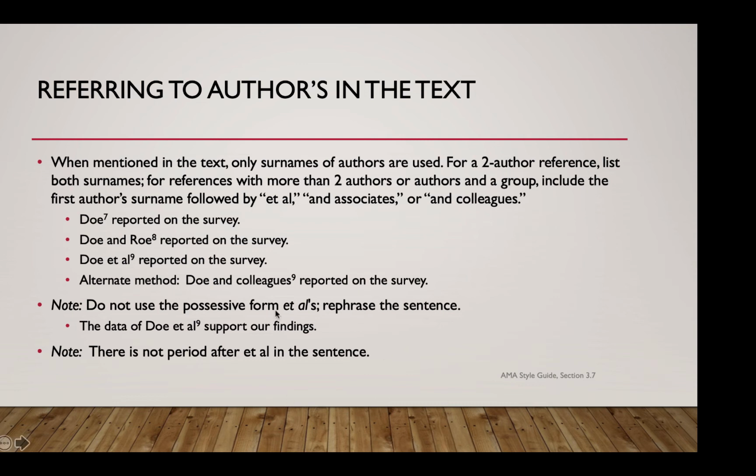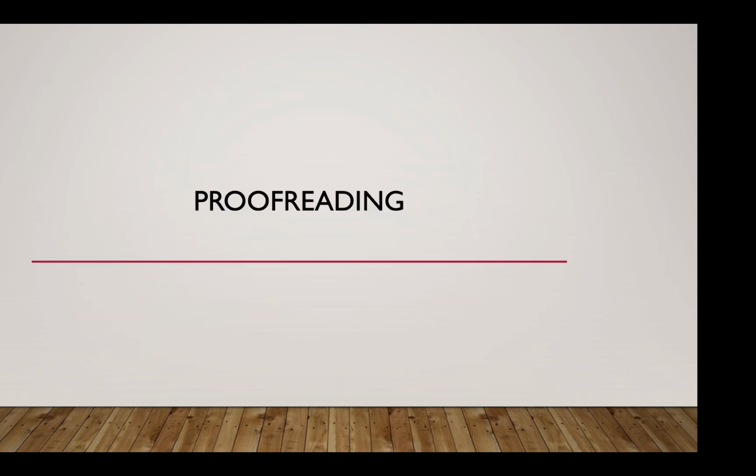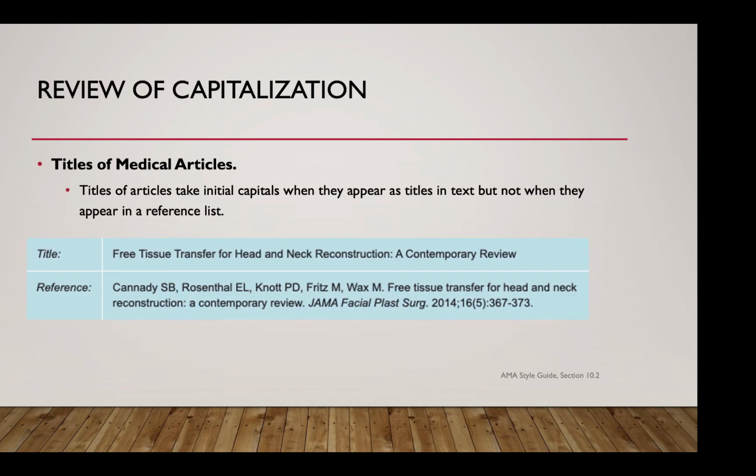Do not use the possessive forms of et al. And there is not a period after "al" when you use it in the sentence. So let's talk a little bit about proofreading. Proofreading is very important. It is important to even proofread your discussion boards.